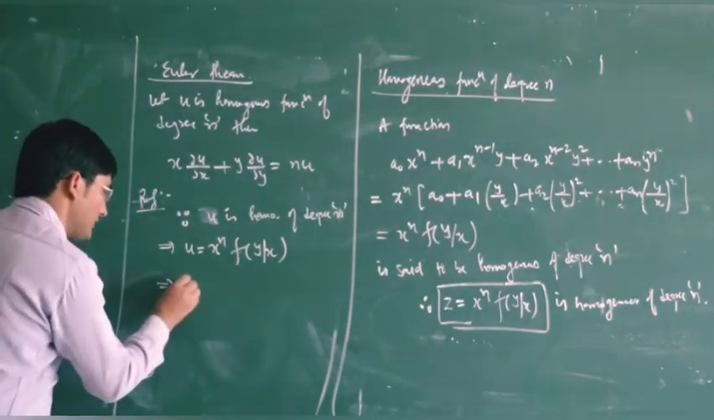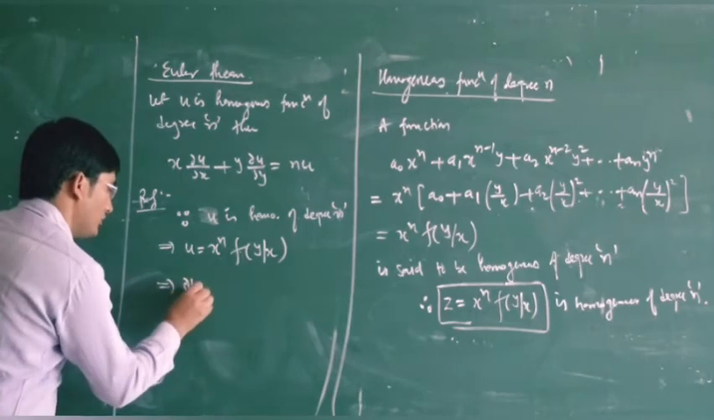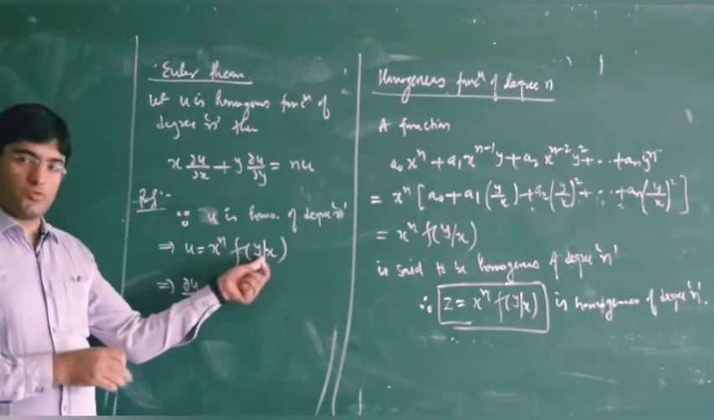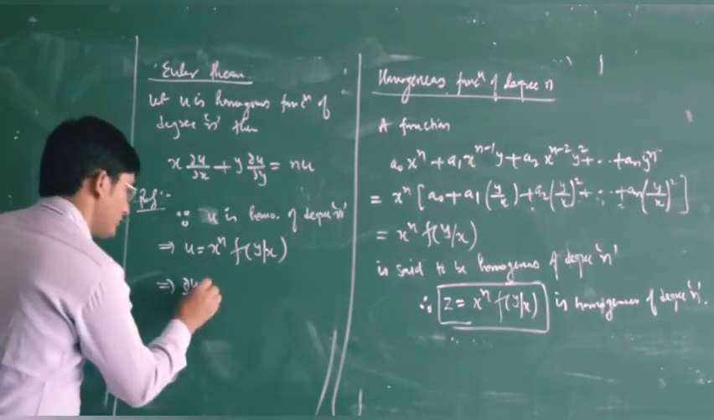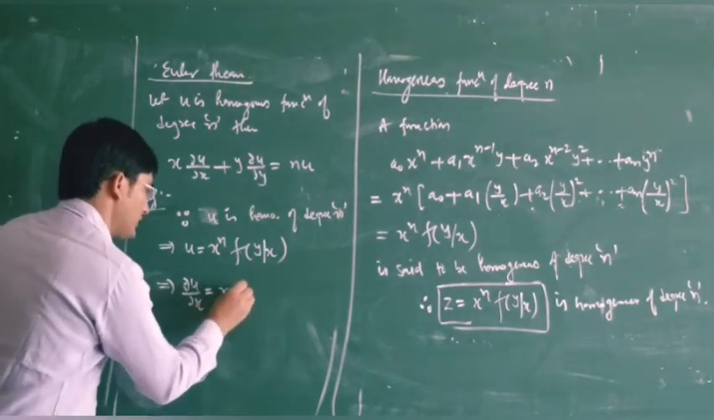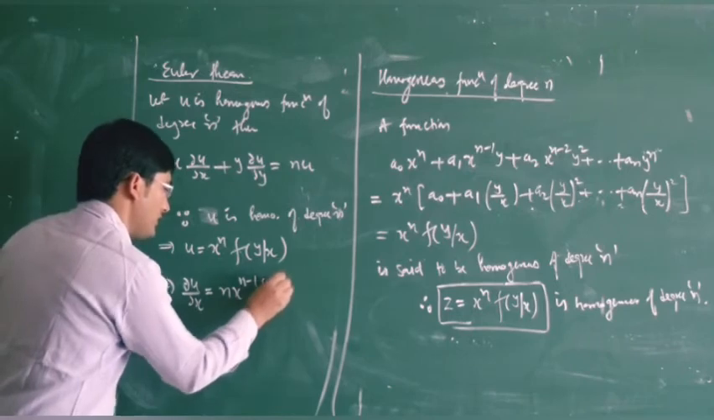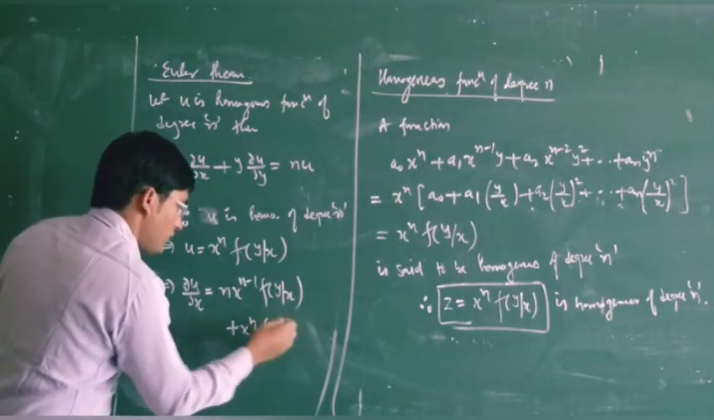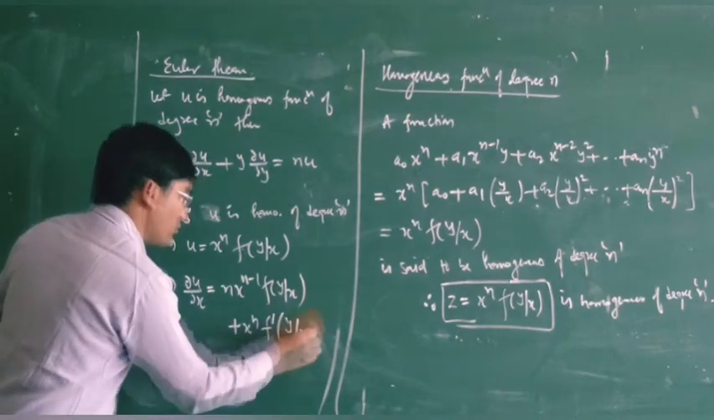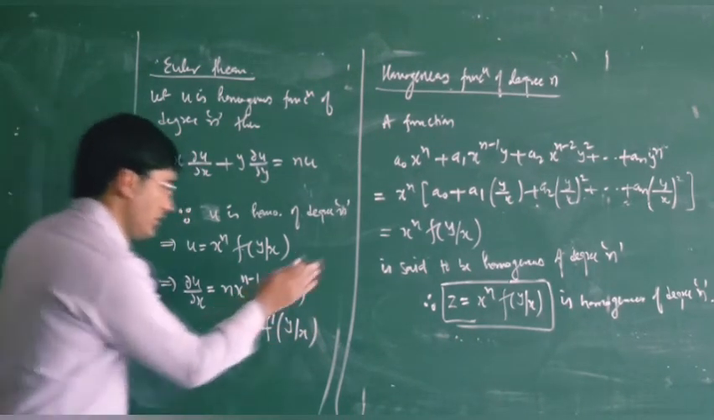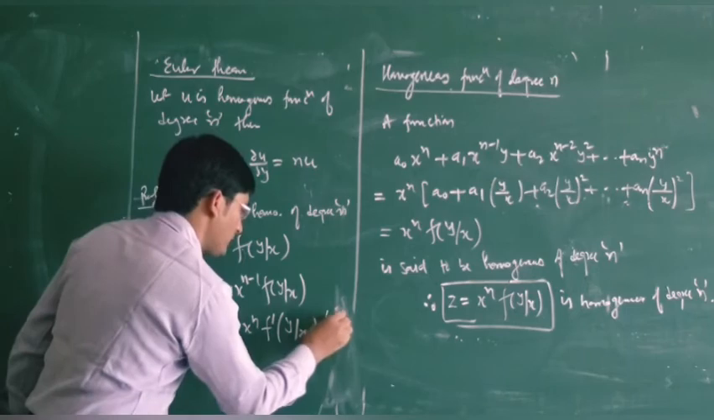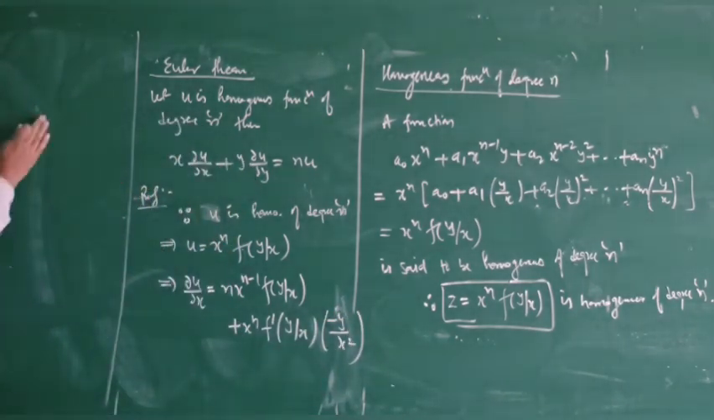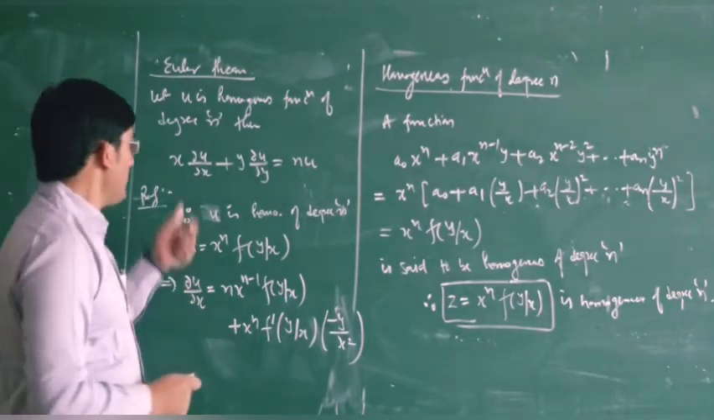For ∂u/∂x, we have x^n, and again f is a function of x, so we will use the product rule. This is equal to n x^(n-1) f(y/x) plus x^n times the derivative of f(y/x), which will be f dash, and then the derivative of the bracket, which is minus y/x squared. Now let us multiply the whole equation by x.